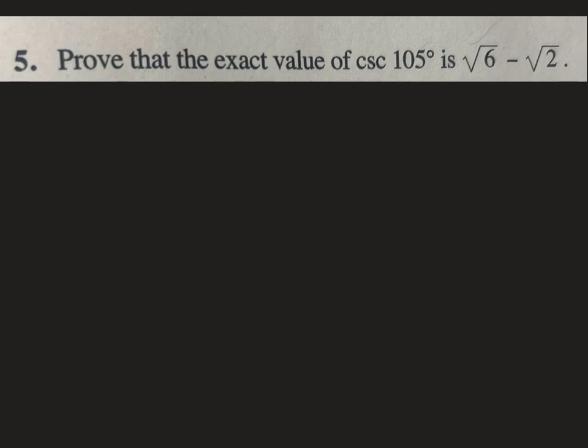Alrighty, let's take a look at this question. So we want to prove that the exact value of the cosecant of 105 is square root of 6 minus square root of 2. So first of all, I think we should write this as 1 over the sine of 105 degrees. Because if we recall on our formula sheet, we really only deal with sine, cos, and tan, so not cosecant.